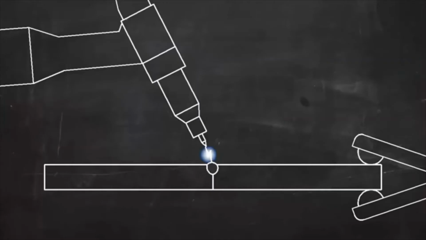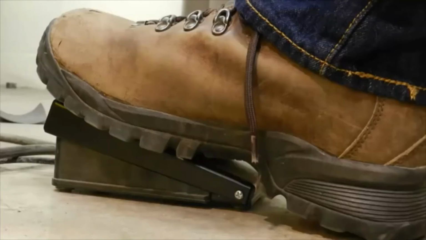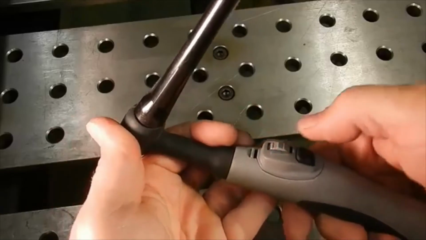TIG works by melting the base metal, and that is the metal that makes up the two pieces that are to be joined. The heat is generated by an electric arc that forms between the base metal and the tungsten electrode. You can control the amount of heat with a foot pedal or with a thumb wheel on the torch.